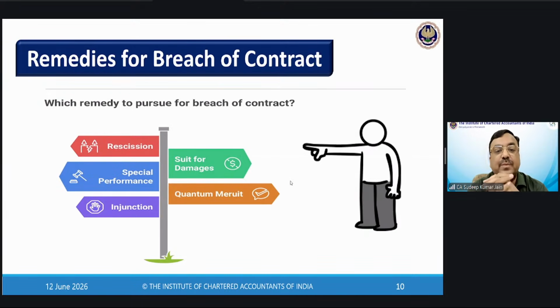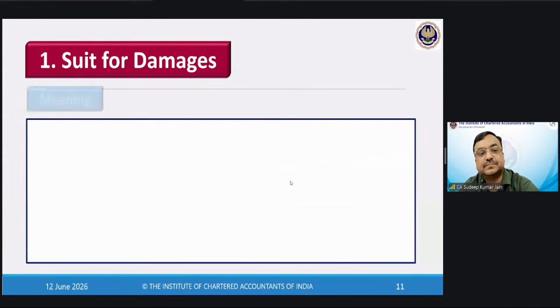Which remedy to pursue for breach of contract? Rescission. Rescission means cancellation. Suit for damages, compensation, specific performance, quantum meruit, injunction. Let's discuss one by one.